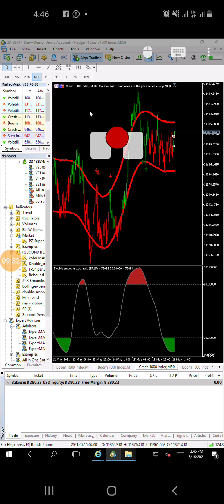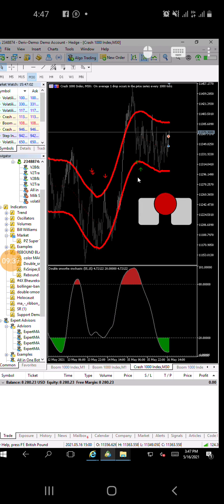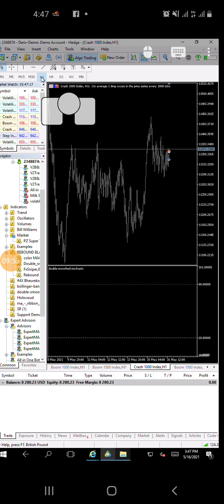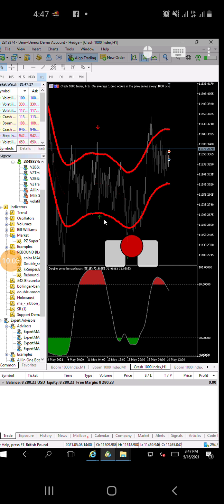So this chart will change to the 1 hour. Let me click on it like this. So this is H1, an hour. Let it load. Good. This is the 1 hour time frame.